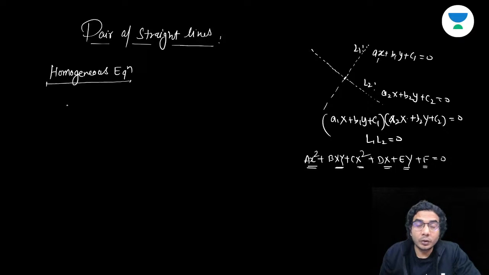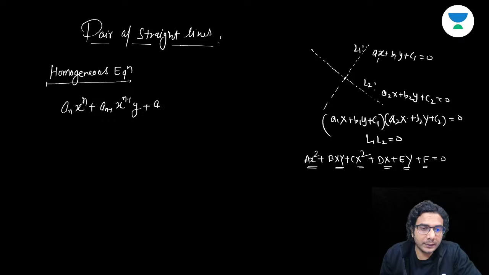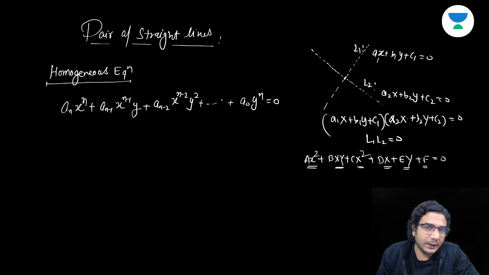All right. So homogeneous equation of nth degree polynomial in x and y is like this: an x raised to n plus an minus 1 x raised to n minus 1 y plus an minus 2 x raised to n minus 2 y square, and so on up to a naught y raised to n is equal to 0. So if in any equation all the terms are of same degree, then that equation is called homogeneous equation.